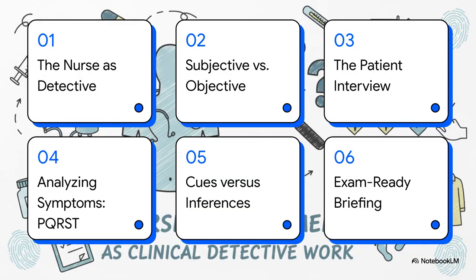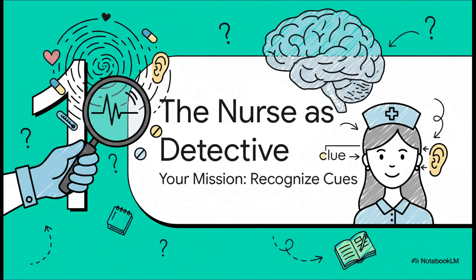So, here's our game plan for today's investigation. First, we'll really nail down our role as the detective. Then, we'll get into the two main types of evidence you'll find. After that, we'll cover the patient interview, a killer tool for analyzing symptoms, and the crucial difference between facts and conclusions. And we'll wrap it all up with a briefing to get you totally exam ready. Let's do this.